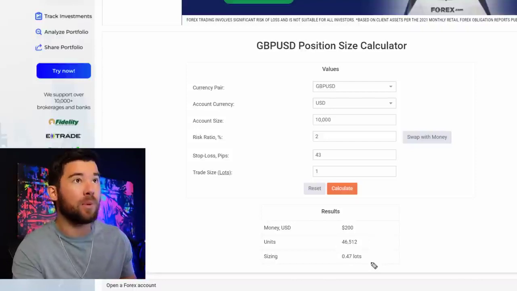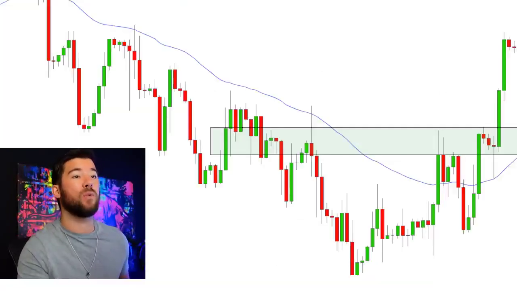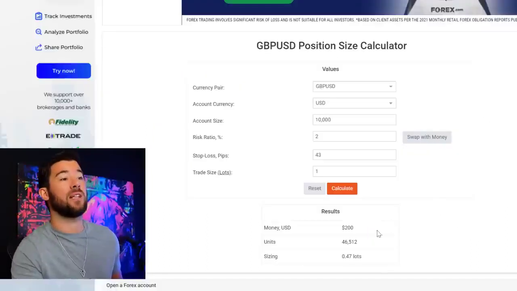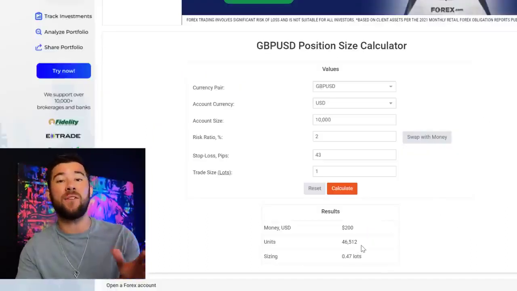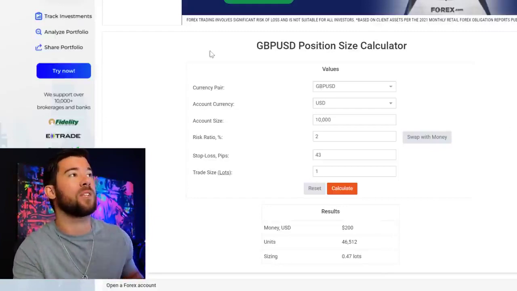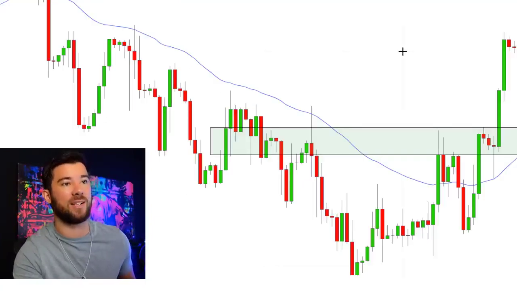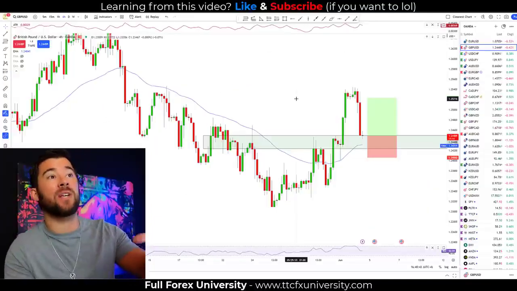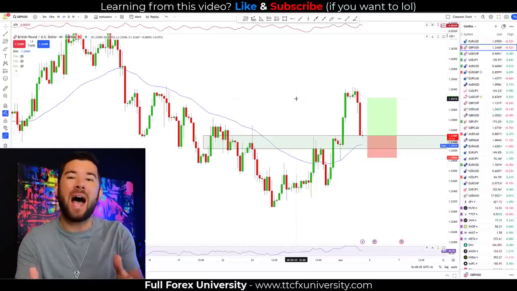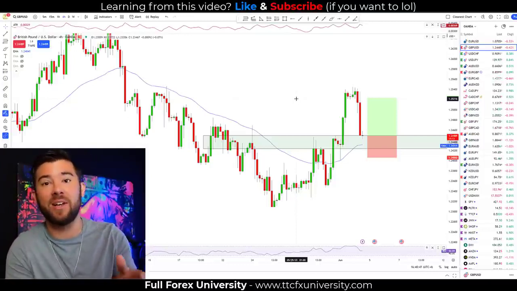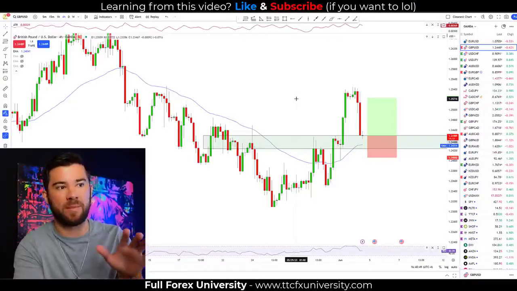In order for your stop loss on your trade to equal $200, that's the position size you're going to need to use. It's 46,512 units for this pound dollar trade. So that's a little bit about risk management and how we can utilize stop losses along with our position size calculator in order to make risk management extremely easy.